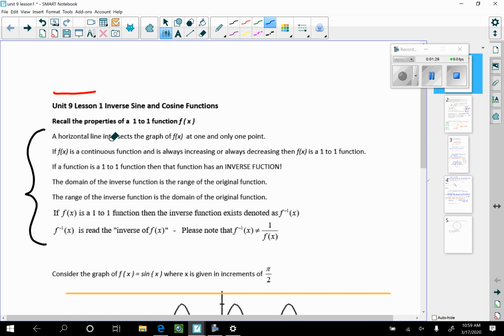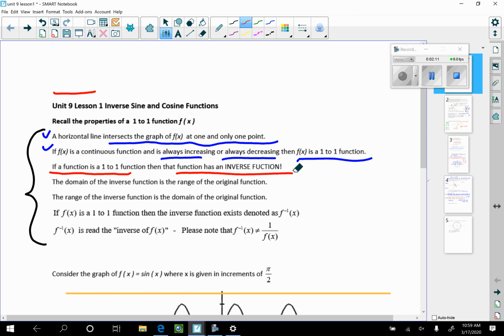If a horizontal line intersects the graph of a function at one and only one point, the function is one-to-one. If a function is continuous and always increasing or always decreasing, then f of x is one-to-one. Always increasing or always decreasing. It cannot be both increasing and decreasing. If it was, then this horizontal line would intersect the graph at more than one point. And here's the key point right here. If a function is one-to-one, these are the two things that tell us if it's one-to-one, then that function has an inverse function.